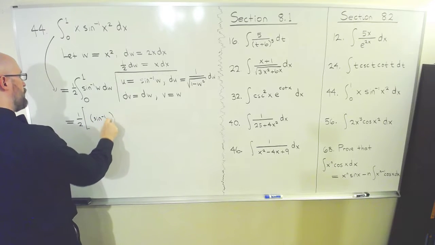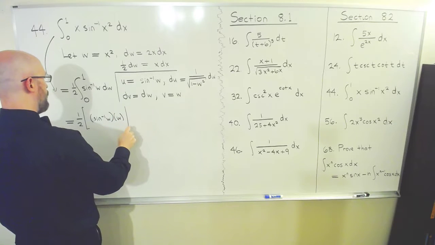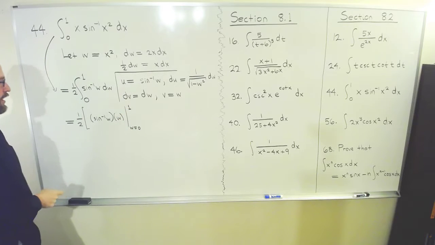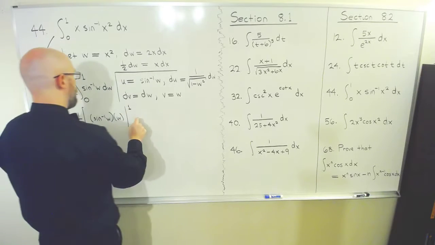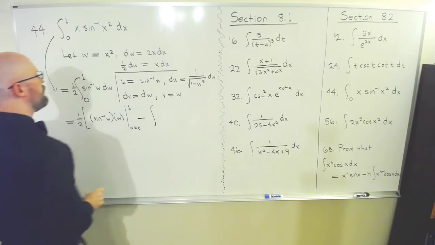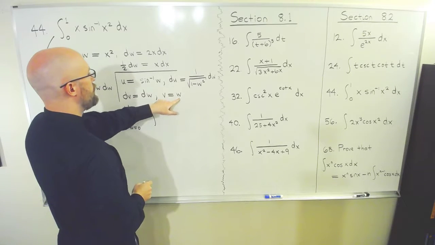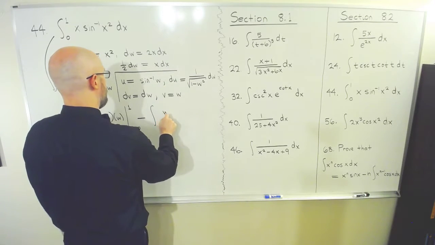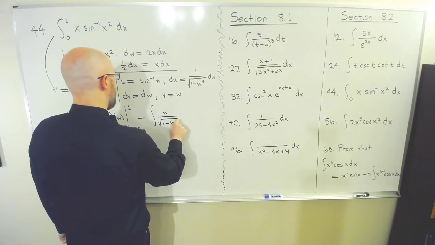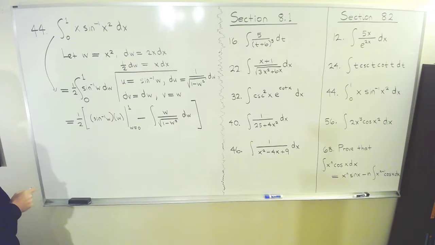inverse sine w. V is just w. Now notice here I still have to evaluate this from w equals 0 to 1, because it's a number now. It's not just an algebraic expression. And then I have minus the integral of v du, which v is just w, du is this expression here, so this is going to give me w over the square root of 1 minus w squared dw. And so all that's inside there.